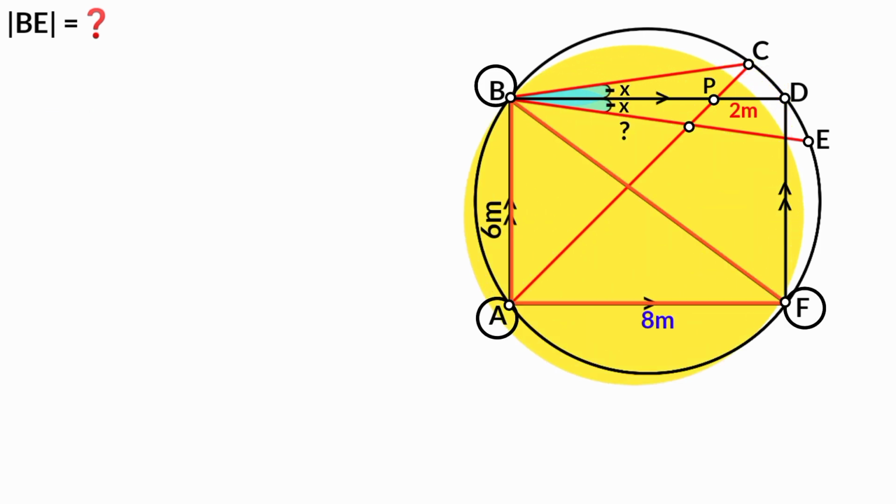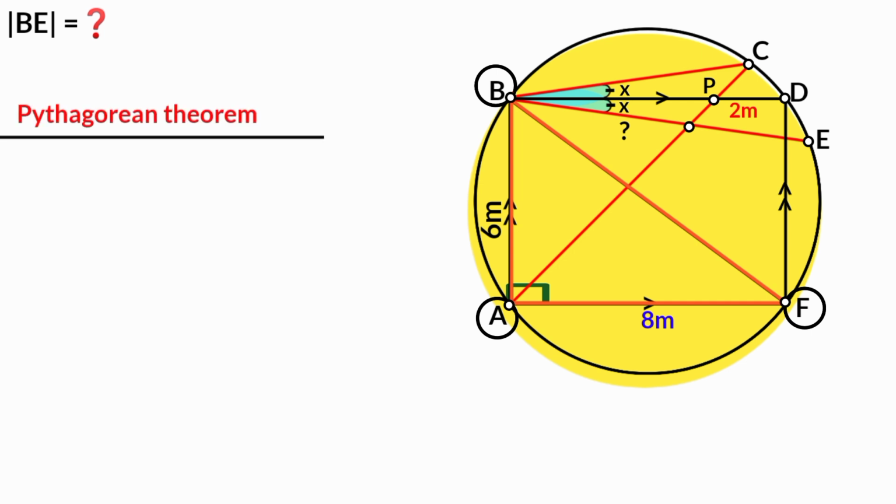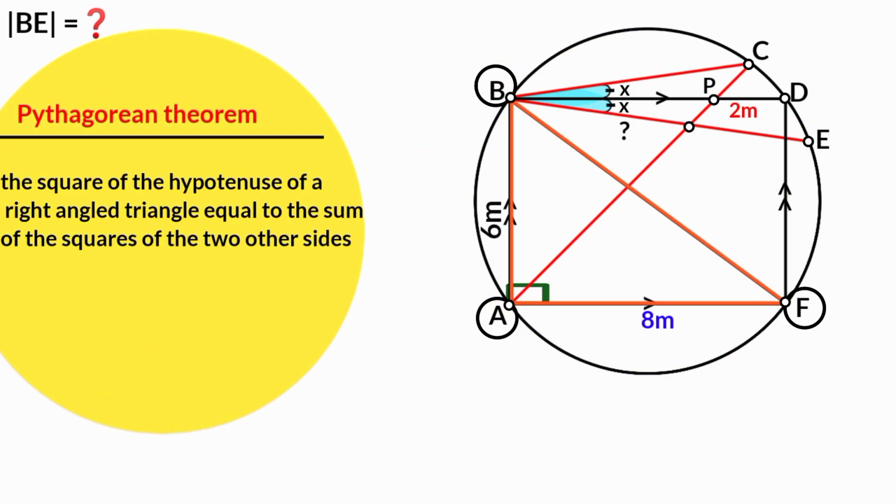Now look at this triangle ABF. We know this angle here is a right angle because it is an angle of a rectangle. Therefore, triangle ABF is a right angle triangle. So if you use the Pythagorean theorem, it states that the square of the length of the hypotenuse of a right angle triangle is equal to the sum of the squares of the length of the two other sides. The hypotenuse is the side facing the right angle, which is this here. Let's assume it to be m. So using the Pythagorean theorem, the square of this m is equal to the sum of the squares of this 6 and that of this 8.